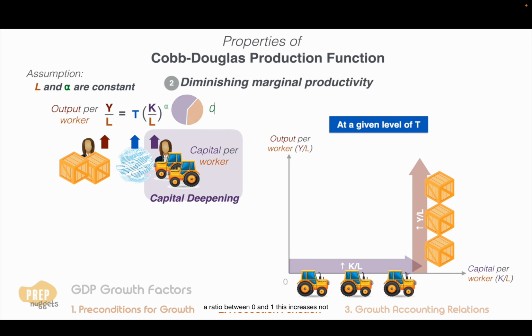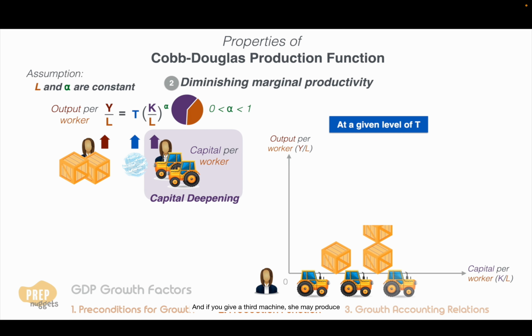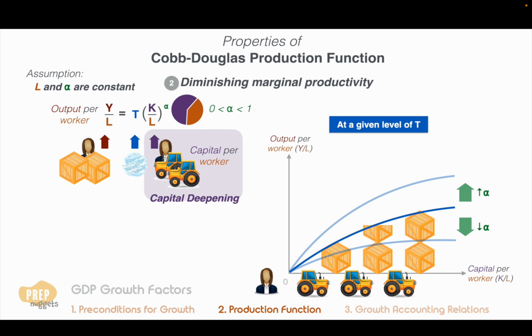However, as alpha is a ratio between 0 and 1, this increase is not proportional. For example, a worker can produce one box with one machine, but if you give the same worker one more machine, she may produce just 70% more. And if you give her a third machine, she may produce just another 30% more. This is what is meant by diminishing marginal productivity. The lower the value of alpha, the flatter is this curve, and vice versa.